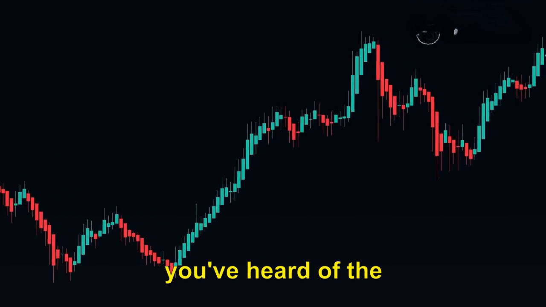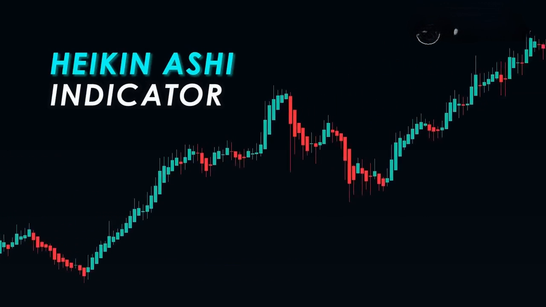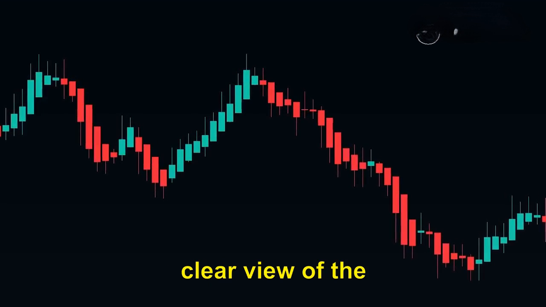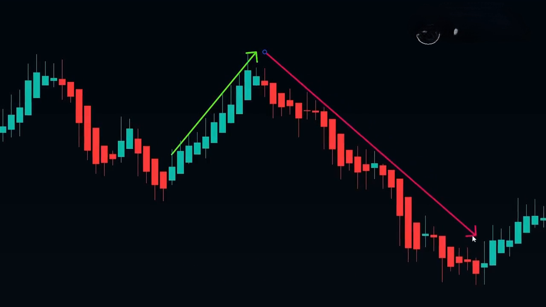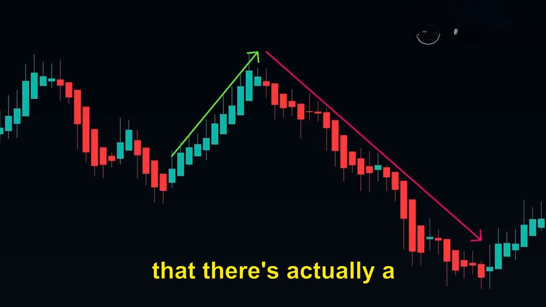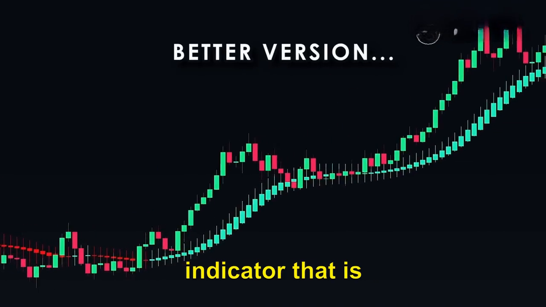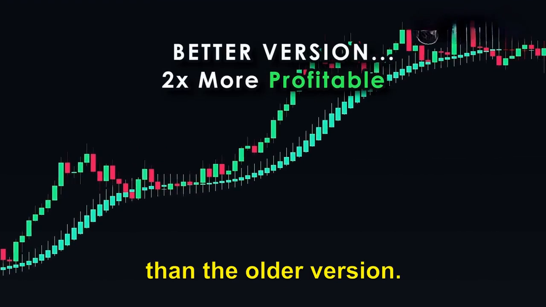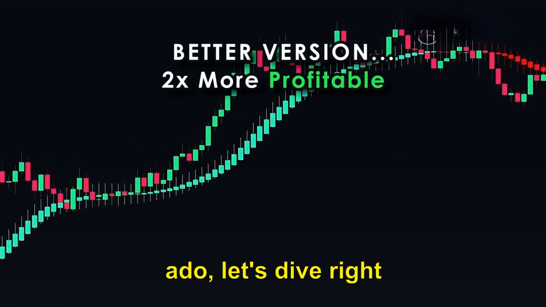Traders, I'm sure you've heard of the Heikin Ashi indicator. It is one of the most powerful trading tools used by traders to get a clear view of the overall market direction. However, did you know that there's actually a better version of this indicator that is proven to be almost 2 times more profitable than the older version? And so without further ado, let's dive right in.